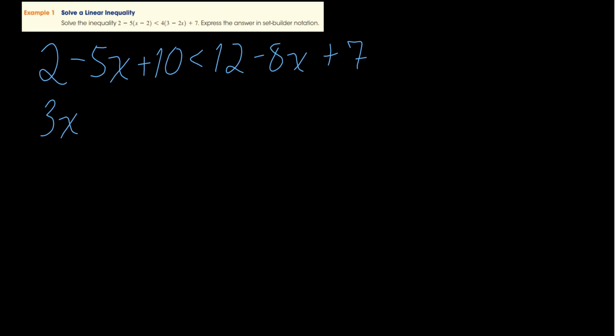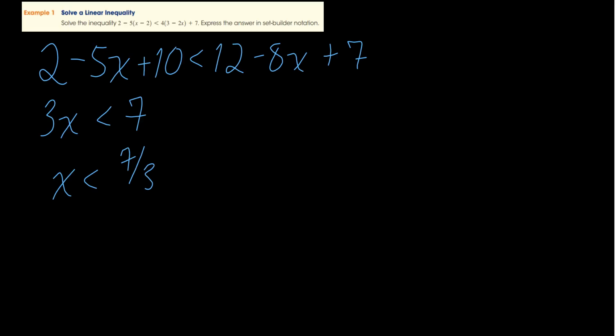And we're going to move everything to the right side. So we've got the 2 and the 10 makes 12. So the 12 is going to cancel. So I'm just going to have a 7 on the right side. Sorry, I got mixed up in there. Okay. And then I'm going to divide both sides by 3 to isolate that x variable. So we're going to have x is less than 7/3.